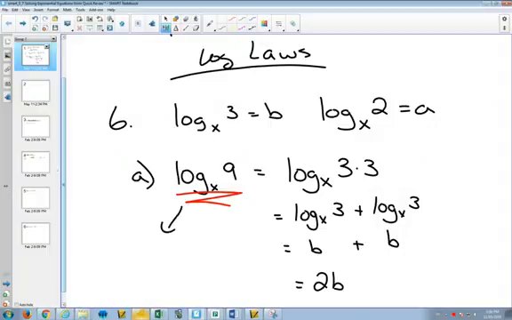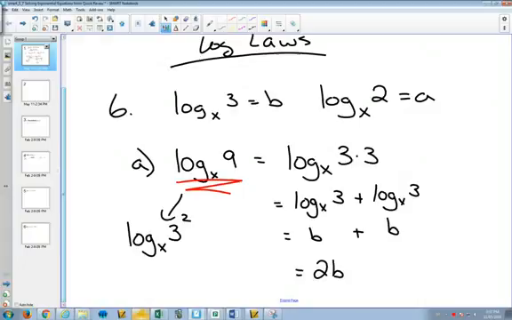Did anyone do log x of 9 as 3 squared? That would work as well. What log rule can you do with that exponent? You could bring that out in front. And since log x of 3 is b, you'd get 2b that way as well.